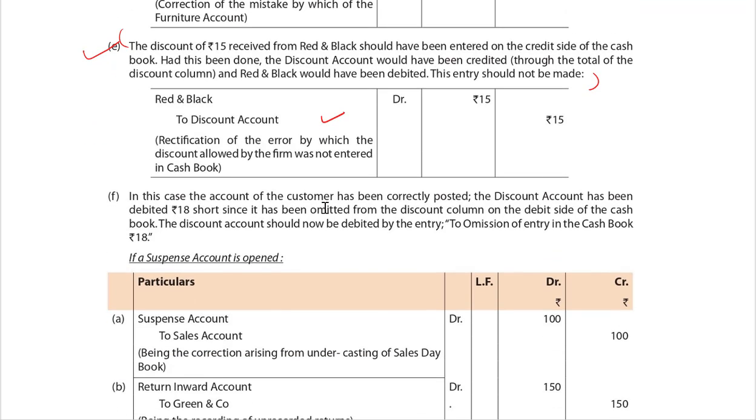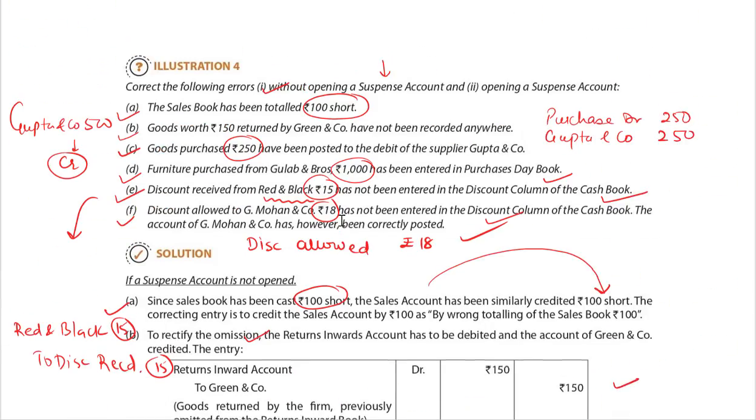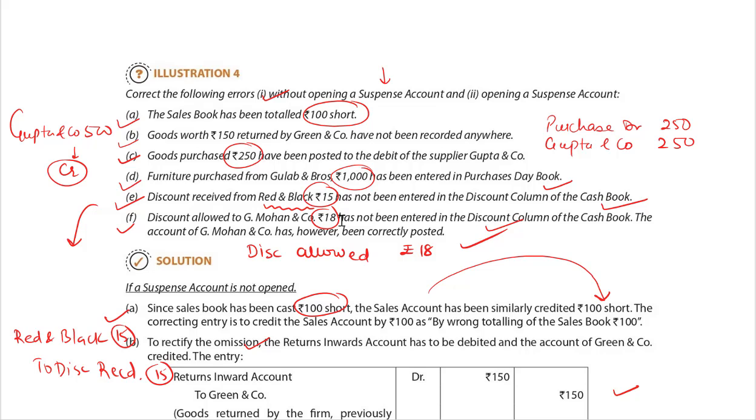But before that, let's see this point number F that we have done. In this case, the account of the customer has been correctly posted. The discount account has been debited by 18 short, since it has been omitted from the discount column and debit side of cash book. The discount account should now be debited as follows. Okay. Students, now we'll try to solve the same question by opening a suspense account. Is it clear?